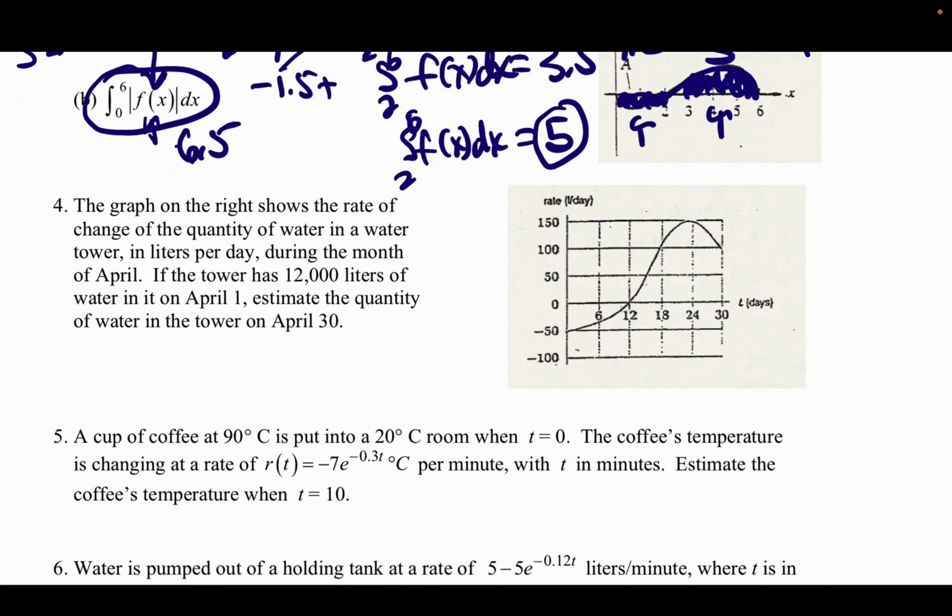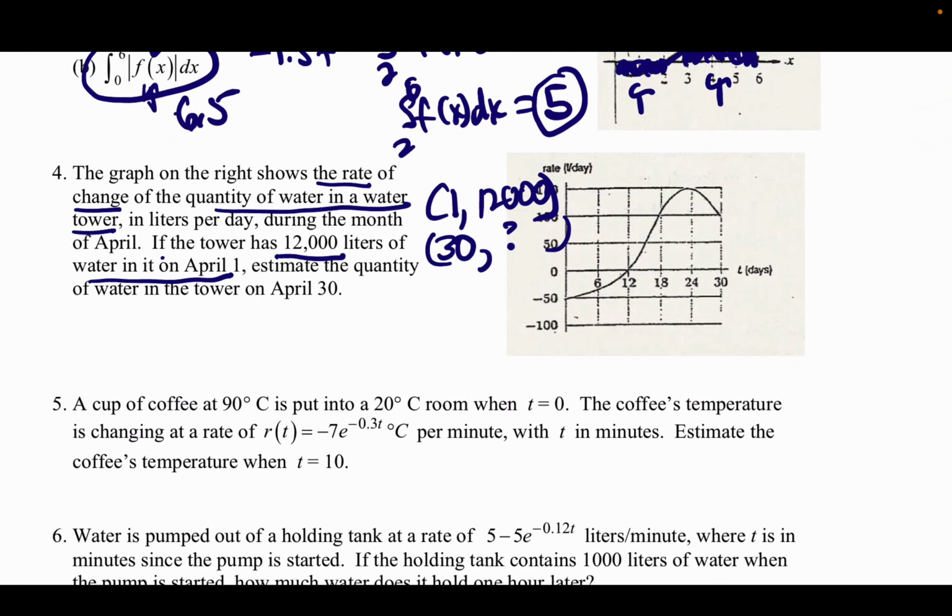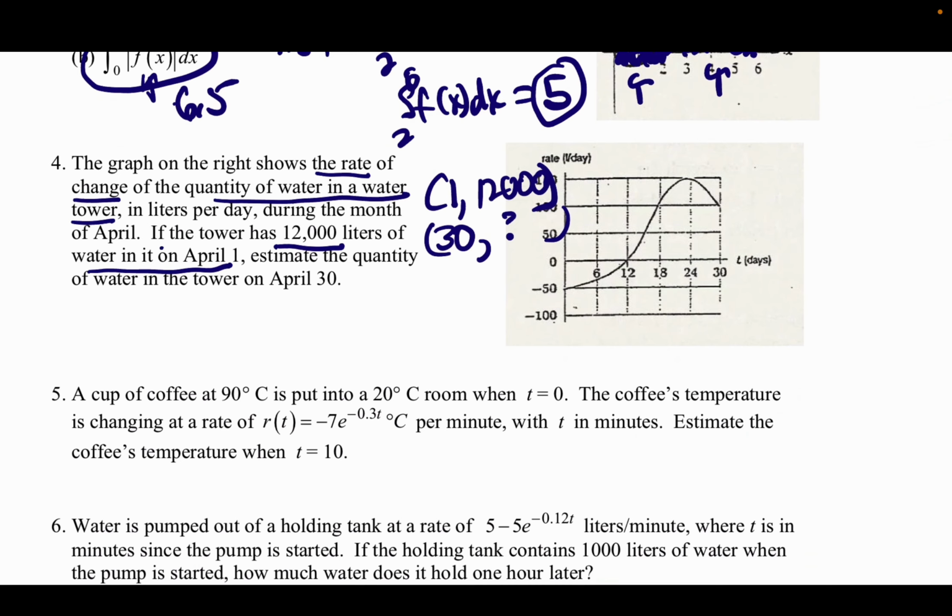Number 4, the graph on the right shows the rate of change, so a derivative, of the quantity of water in a tower in liters per day during the month of April. If the tower has 12,000 liters of water on April 1st, so I know on April 1st, the initial amount, it has 12,000 liters of water. Estimate the amount of water on April 30th. So I need to know W of 30. We'll call it W for water.